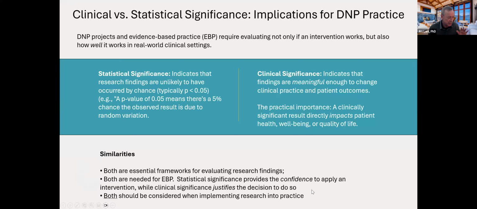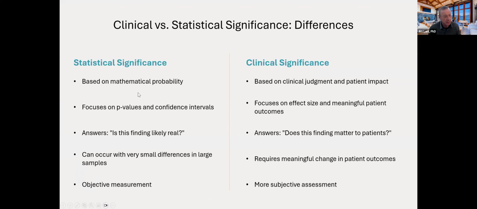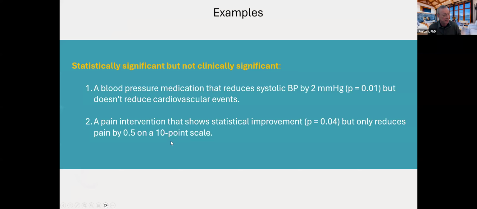You'll have these slides, on the similarities between these things and how they differ. Statistical significance is about probability and p-values and how likely you ought to find that. Clinical significance says, does it make a darn difference to people?